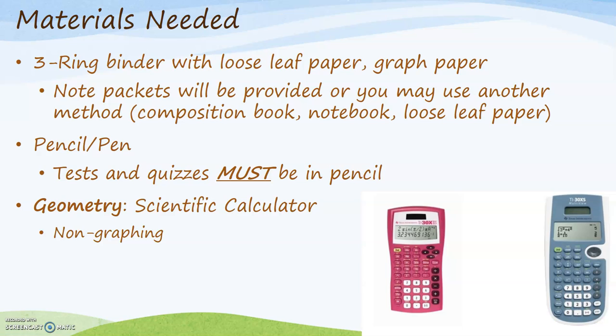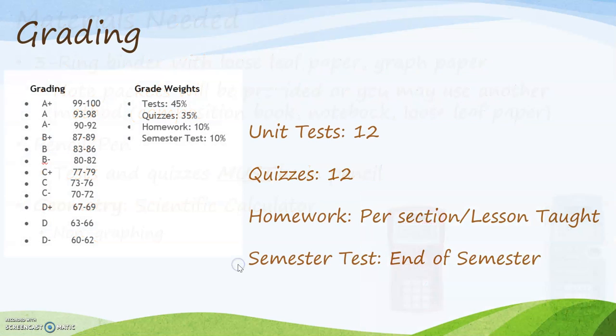For geometry, we would like you to have a scientific calculator that can complete the operations with square roots, third roots. Non-graphing calculator, sine, cosine, tangent. Two examples are the TI-30X or either one of these. Casios are allowed to be used. It's just a little bit harder when some students don't have the same calculator, but I will work with you.